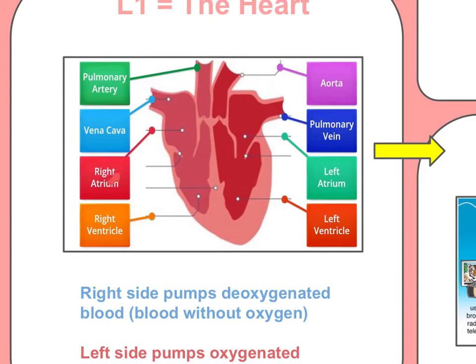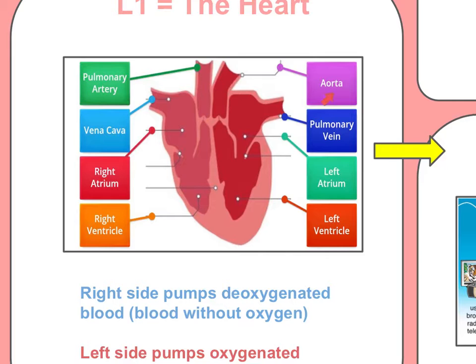So this is going to be your right atrium where the blood enters and it trickles down into the right ventricle. And on this side, we've got the left atrium where the blood comes in and the left ventricle. Now veins bring the blood in and arteries take the blood away. Now pulmonary links with lungs. So the pulmonary artery takes blood away to the lungs and then it comes back in to the pulmonary vein.